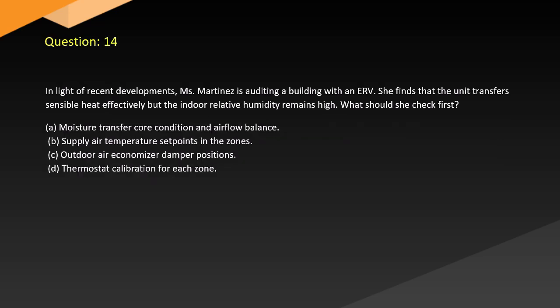Question 14. In light of recent developments, Martinez is auditing a building with an ERV. She finds that the unit transfers sensible heat effectively, but the indoor relative humidity remains high. What should she check first? A. Moisture transfer core condition and airflow balance. B. Supply air temperature set points in the zones. C. Outdoor air economizer damper positions. D. Thermostat calibration for each zone.